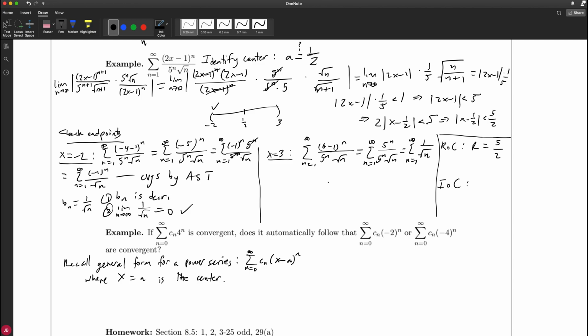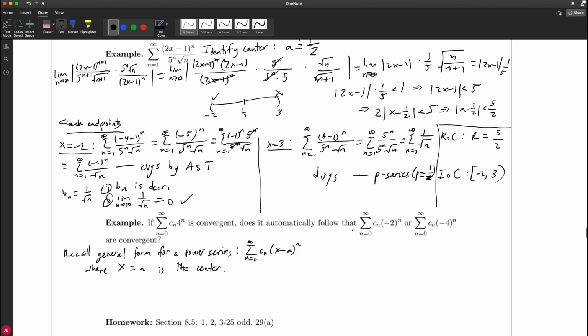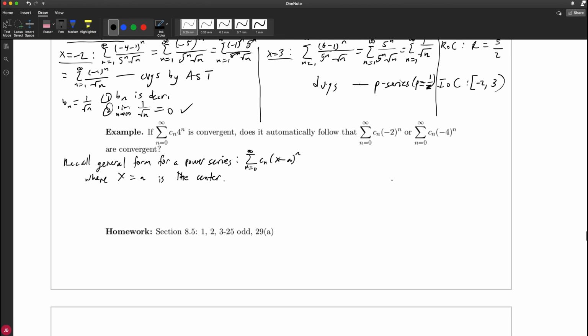And now this, what do you think, converges or diverges? I think this diverges. It's a p-series with p equal to 1/2, right? And so I get an x above the 3. The 3 doesn't work. And so my interval of convergence is minus 2 to 3. See how that works? Okay, and now finally, and this is a neat little example here.